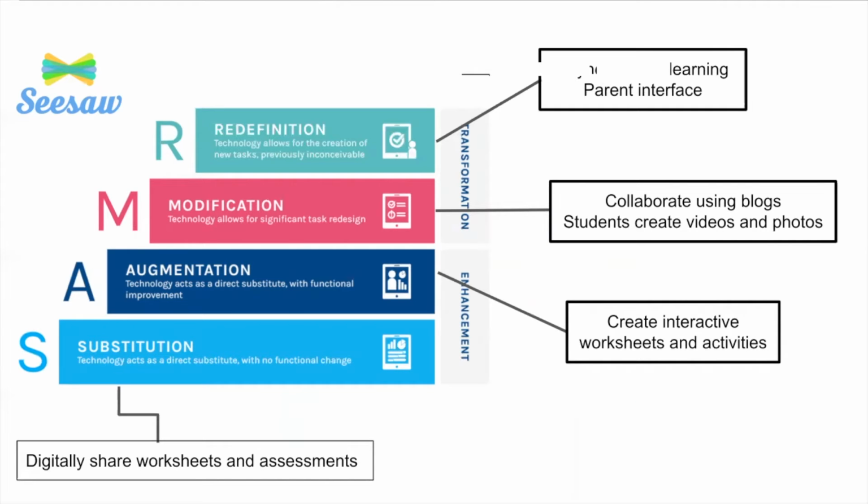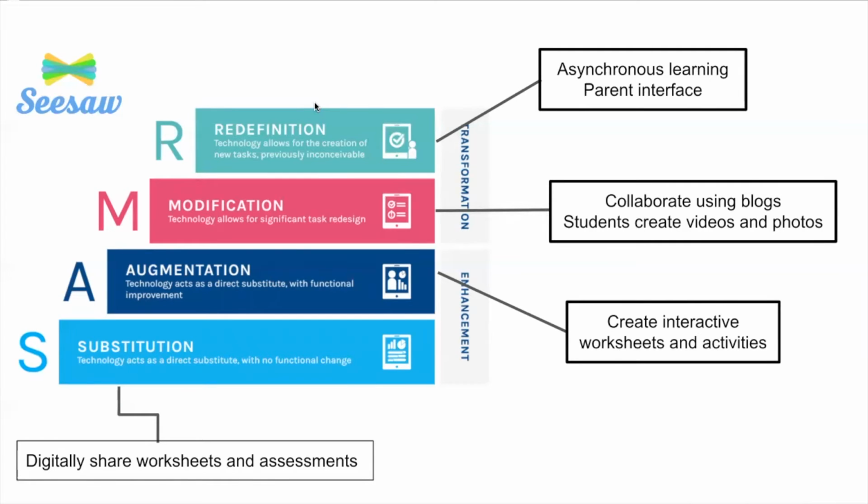Because SeeSaw is a learning management system, it covers all of the levels of SAMR. You can just print and upload your worksheets, which would substitute a digital version for a pen and paper version. You can also augment these assignments by making your worksheets and activities interactive. And you can modify how you run your class, because it offers opportunities for students to collaborate using blogs, and to submit work using videos and photos, which they could not do with pen and paper. It can actually redefine your class in that you can run your class asynchronously, and it also brings in the parent support that you would not get in a brick and mortar classroom.